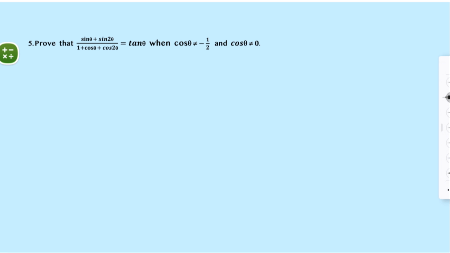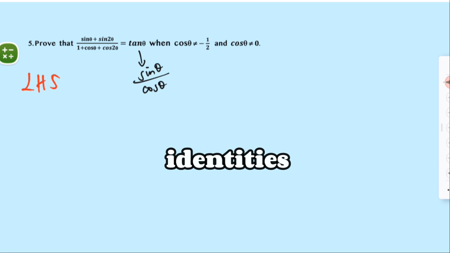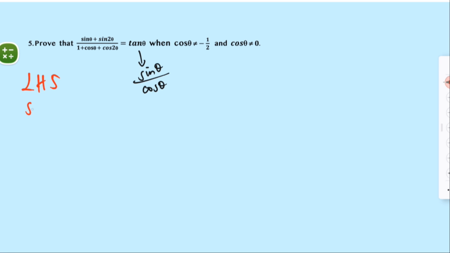First things first, we know tan theta is the same as sine theta over cos theta. So we want to make sure that this left hand side would equate to this right hand side. So I'm just going to focus on the left hand side of the equation. There we have some trigonometric identities. So let's start with the first one.